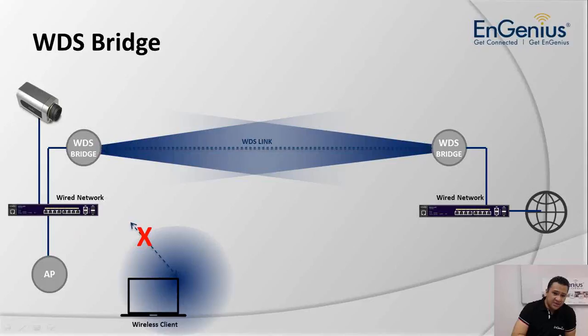So if you use WDS bridge, you can maintain the traffic separation by VLAN. It's also very important. So typically, you should use directional access points for this point-to-point deployment. But like I said, point-to-multipoint is also an option.